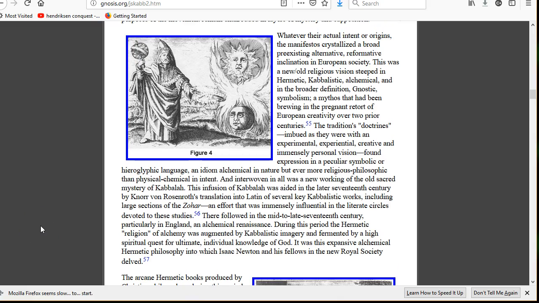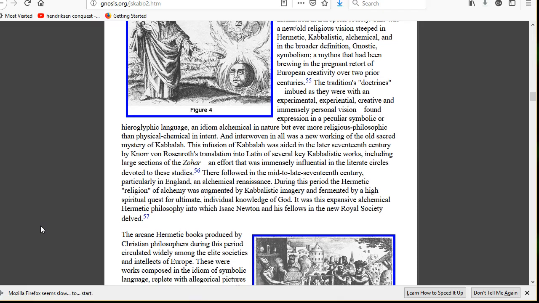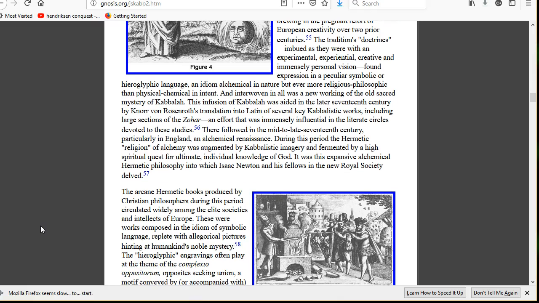Yeah, I mean, he goes on to say that this was a new/old religious vision steeped in hermetic, kabbalistic, alchemical, and in the broader definition, Gnostic symbolism, a mythos that had been brewing in the pregnant retort of European creativity for over 2 prior centuries. The tradition's doctrines, imbued as they were with an experimental, experiential, creative, and immensely personal vision, found expression in a peculiar symbolic or hieroglyphic language, an idiom alchemical in nature, but ever more religious, philosophic, and physical chemical in intent.